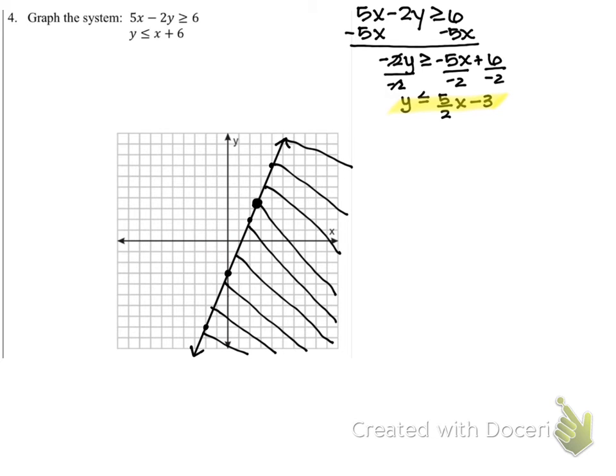Okay, next one. This one's really good. This one's already set up. So let's go ahead and put a 1. Whoa, that's too big. Let's go ahead and put a 1 in front of the x so we can see the slope. And remember, you can always put a 1 underneath it.